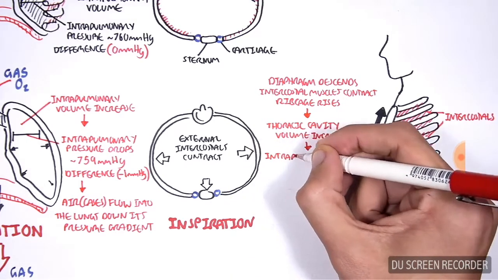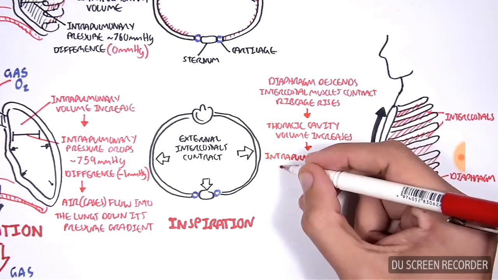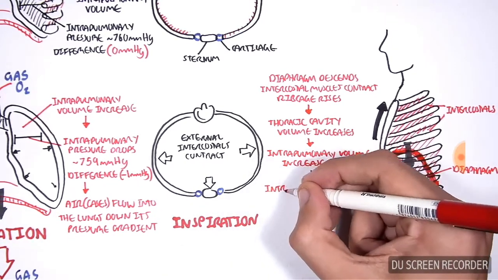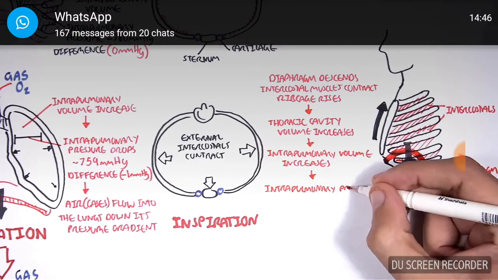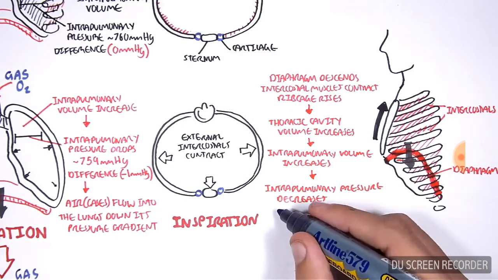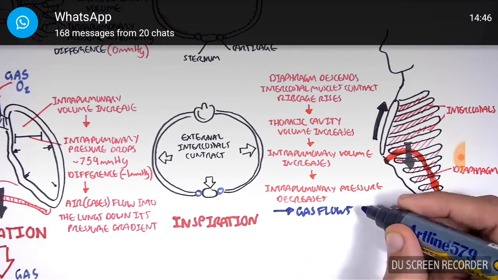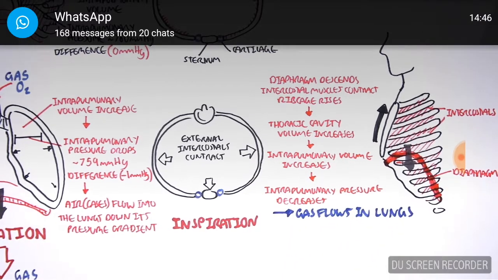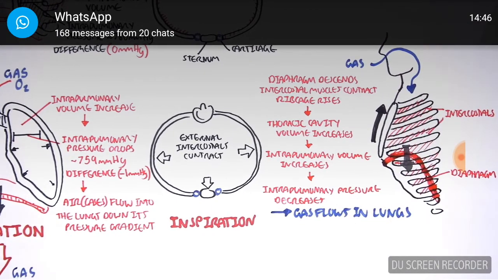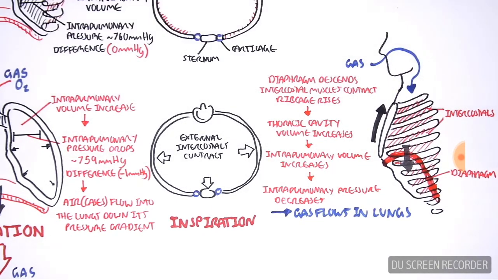And an increase in thoracic cavity volume will mean that the intrapulmonary volume will also increase, which will lead to a decrease in intrapulmonary pressure. A decrease in intrapulmonary pressure means that gas can flow from a higher pressure to lower pressure, so from the outside to the inside, so gas flows into the lungs.